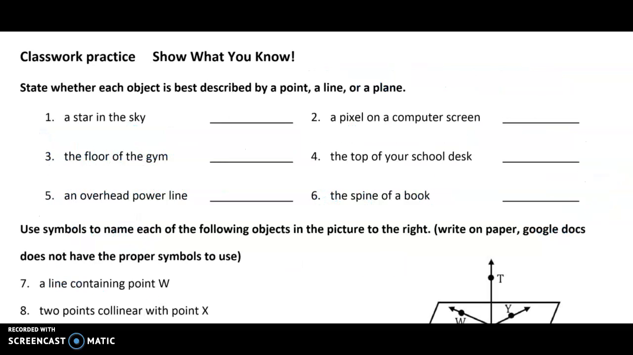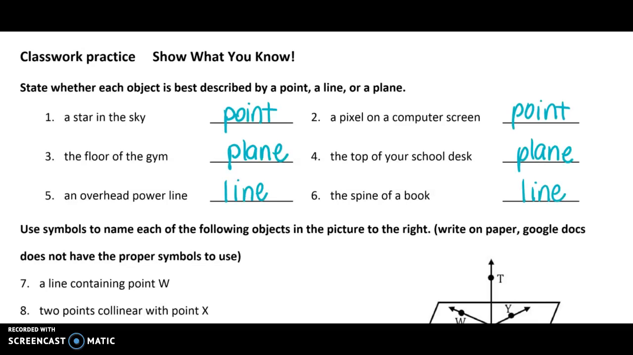All right, so now I want you to take a few minutes and decide whether all of these objects would be a point, a line, or a plane, and then come back here and check your work. So when you're thinking of a star in the sky or a pixel on your computer screen, both of those things would be a point.